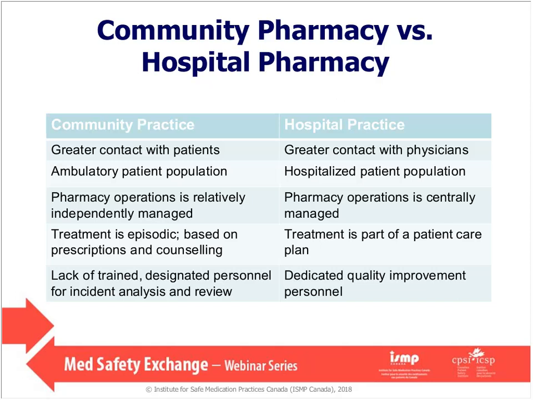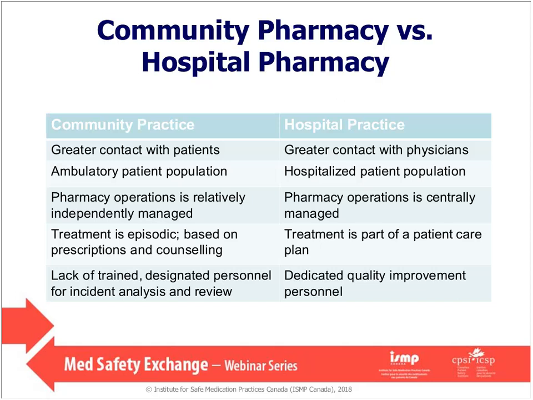Community pharmacy care is also more episodic. Treatment is based on received prescriptions or counseling. In the hospital, however, treatment is usually provided as part of a patient care plan that's monitored by either the clinical pharmacist team or the designated pharmacist for that specific department. And usually there's much better access to clinical information inside hospitals, so pharmacists are usually able to have a more clear picture of the overall state of the level of care for that patient.